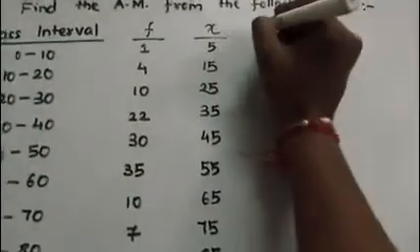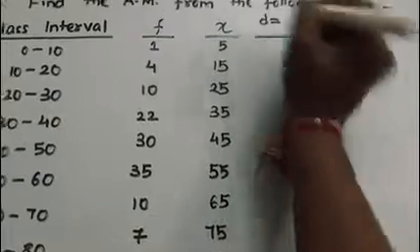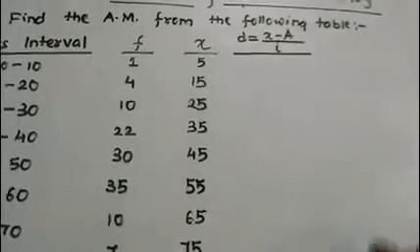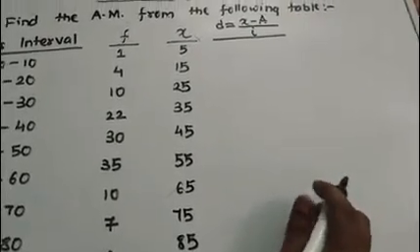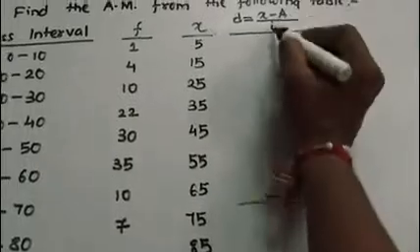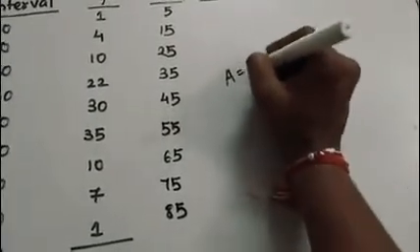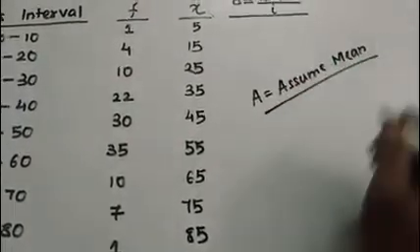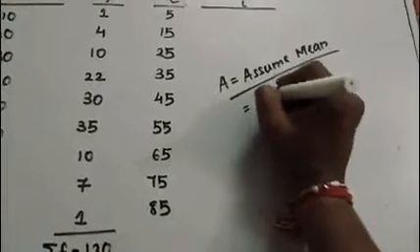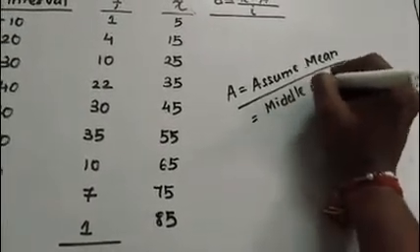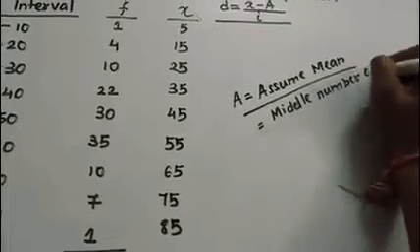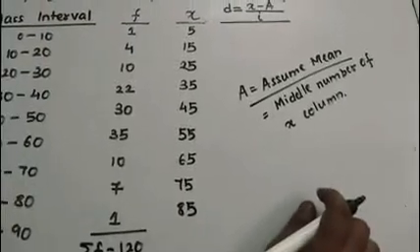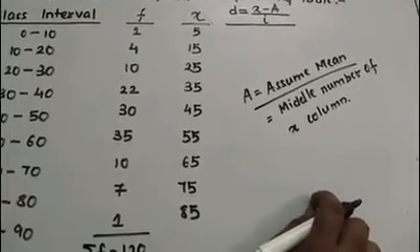Now next we have to find d. How is d defined? d is defined as x minus a divided by i. Now what are a and i? x is your mid value. Here a is defined as the assumed mean. Assumed mean is nothing but the middle number of your x column.